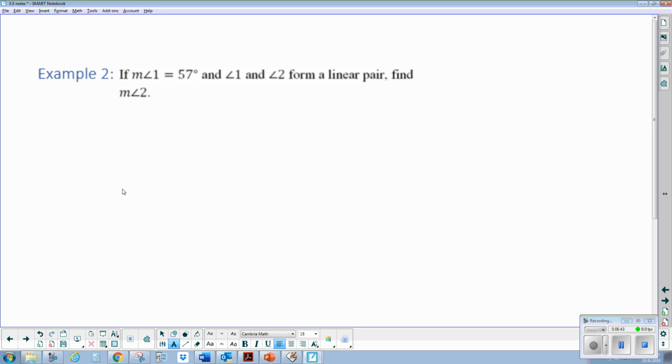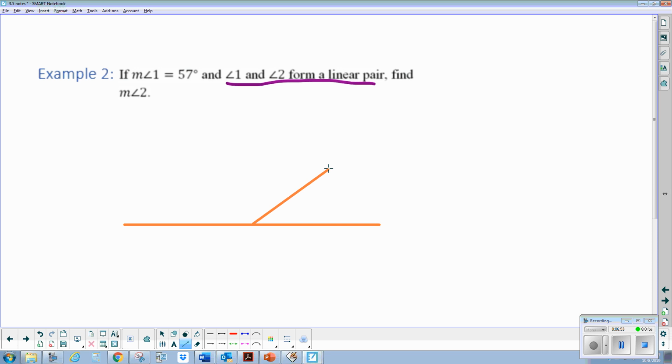Okay, let's look at this next example. We're going to use that supplement postulate. So it says angle 1 and angle 2 form a linear pair. So let's just sketch that. There's a line, a linear pair has a shared vertex and a shared side. So let's call this angle 1, and we'll call this angle 2.